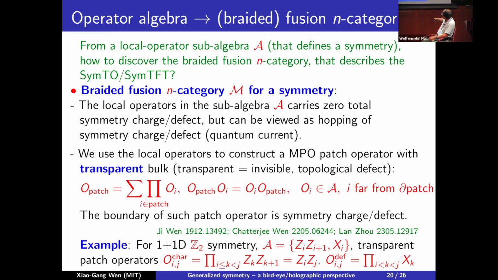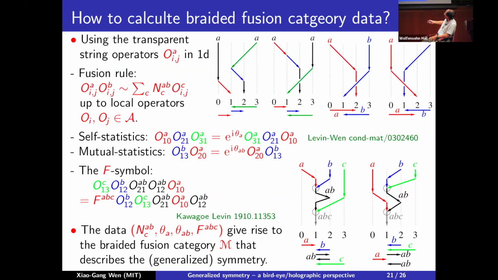Okay. And when you multiply many X operators together, you also get this transparent patch operator, which is like a symmetry transformation on the patch. In the bulk of the patch, we don't do anything, but on the boundary, we create a symmetry defect. So the boundary of this operator creates a pair of symmetry defects. And from this symmetric patch operator, then we can calculate the categorical data.